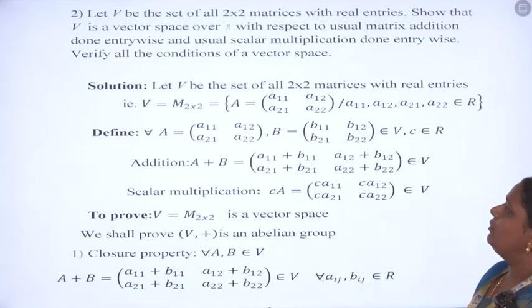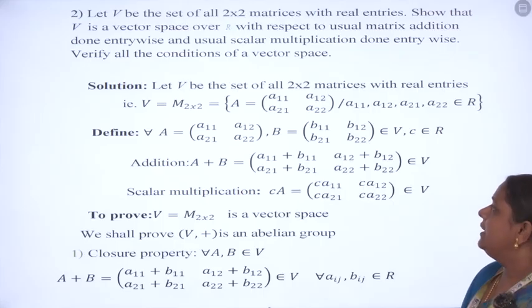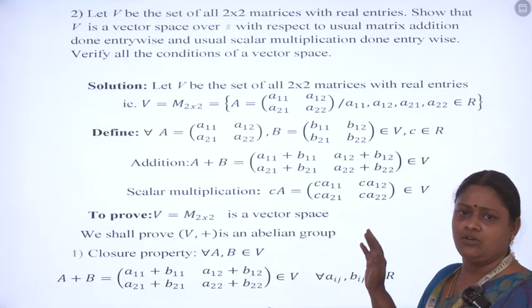Then come to the next problem. Let V be the set of all 2 by 2 matrices with real entries. Show that V is a vector space over F with respect to usual matrix addition done entry wise and usual scalar multiplication done entry wise. Verify all the conditions of the vector space. Now we are going to check whether 2 by 2 matrices satisfy the vector space conditions or not.